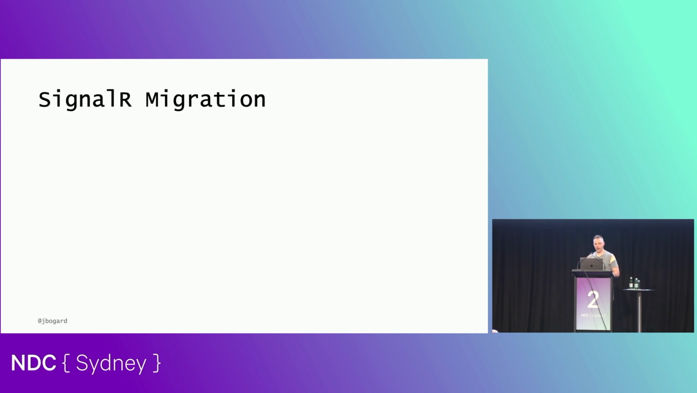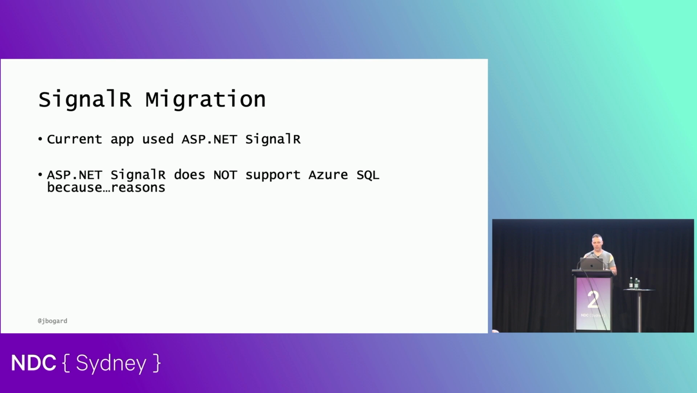Now, SignalR presented its own fun challenge. So the current app uses ASP.NET SignalR. ASP.NET SignalR does not support Azure SQL. So remember, we're in a web farm environment. If you're in a scale out scenario with SignalR, you don't want your backplane stored in memory. You want your backplane stored somewhere persistent. So SQL or a broker or whatever, not in memory.